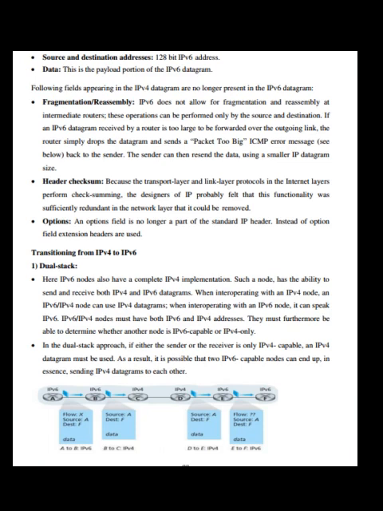Header checksum. Because the transport layer and the link layer protocols in the internet layers perform checksumming, the designers of IP probably felt that this functionality was sufficiently redundant in the network layer that it could be removed. Options. The options field is no longer a part of the standard IP header. Instead of the options field, extension headers are used.